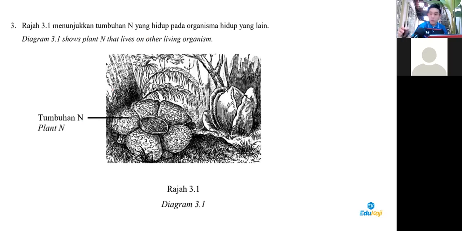Okay, question 3, what do we have here? So this is plant N, guys. Plant N meaning Rafflesia. So we are dealing with Form 5, Chapter 9.